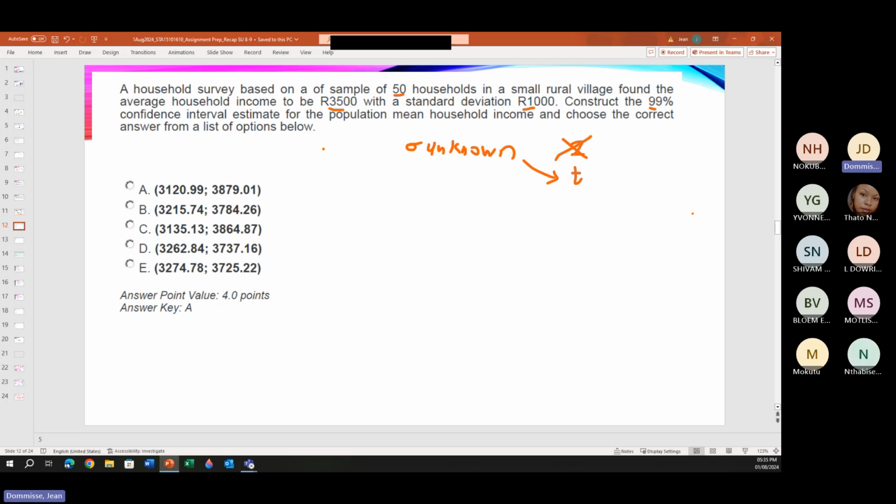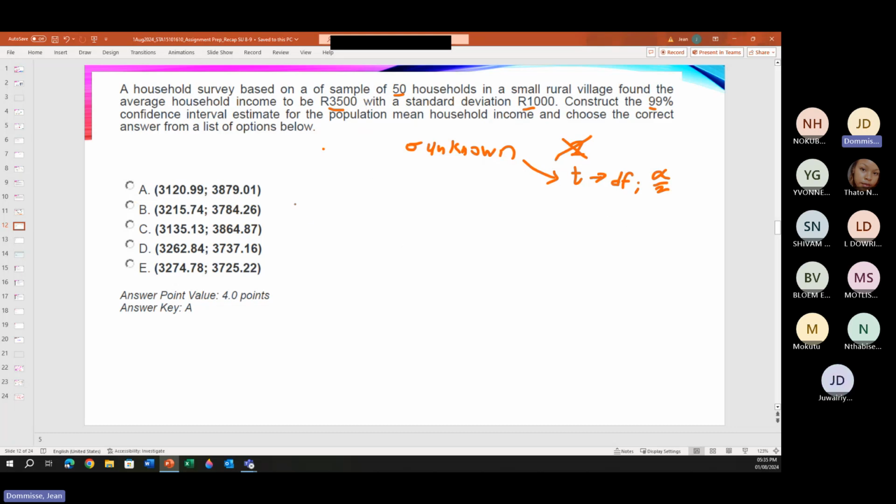So that means that because we're using a T, I need to get the degrees of freedom, and then we will need to get the alpha divided by 2, so that we can get that from the T table. The rest of the formula will be exactly the same as if it was a T or a Z. So standard deviation divided by square root of n.